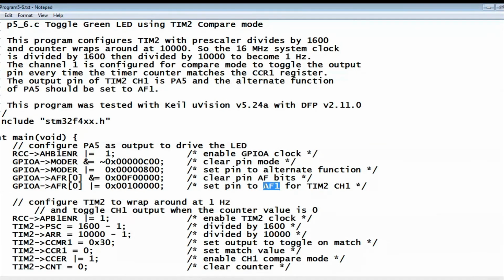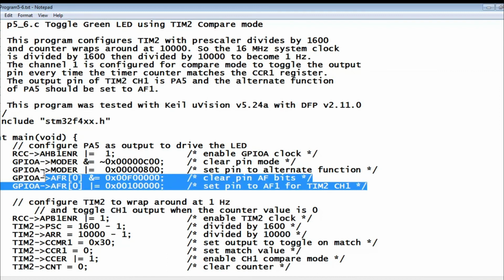What is alternate functionality 1 for PA5? That means PA5 will be configured as timer 2 channel 1. So alternate functionality 1 for PA5 is timer 2 channel 1. So PA5 will be configured as timer 2 channel 1 in these two steps by configuring the AFR low registers.